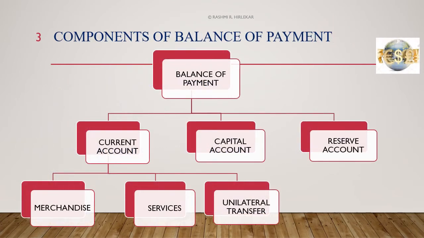This is the chart showing main components of balance of payment. Balance of payment is divided into three main parts. First, current account, second, capital account, and third, reserve account.